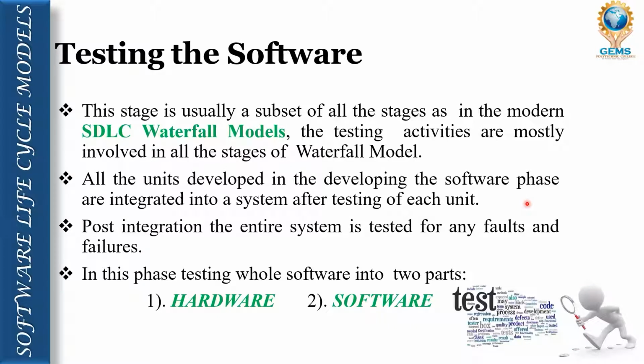That means post integration testing means the entire system is tested fully. That means all completed phases will be tested for any fault and failure. So testing can be done in two parts, hardware testing as well as software testing. That means what is the minimum hardware requirement of the software, and how the software will be installed and work effectively without any error or fault. So all these things should be done during the testing phase of the waterfall model.